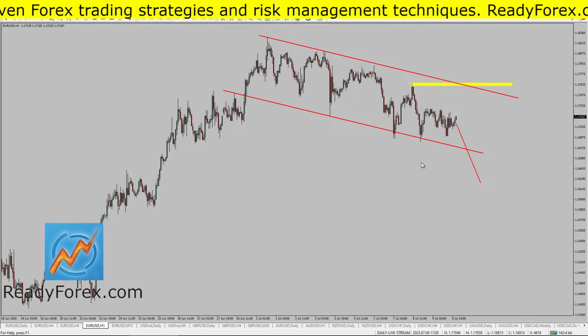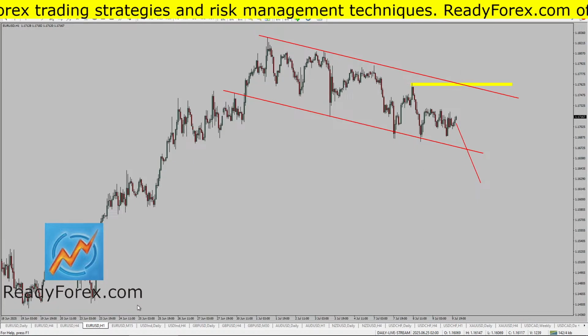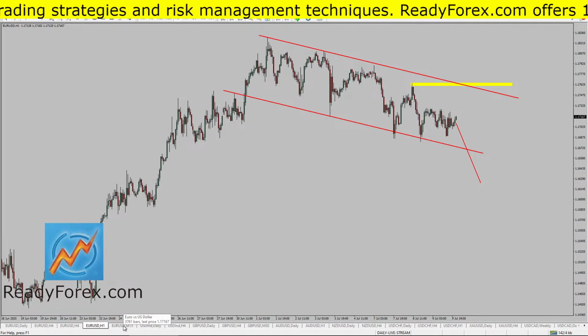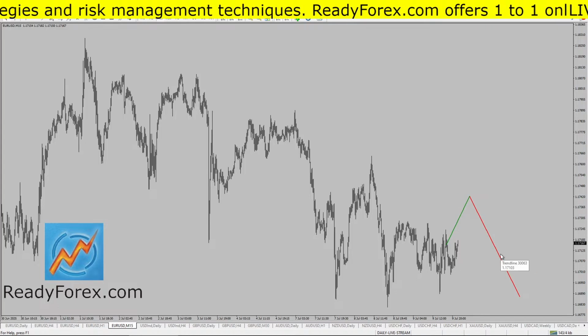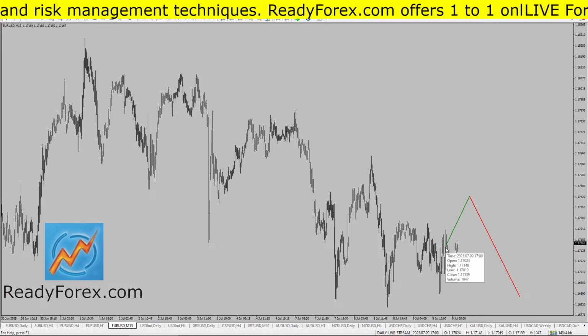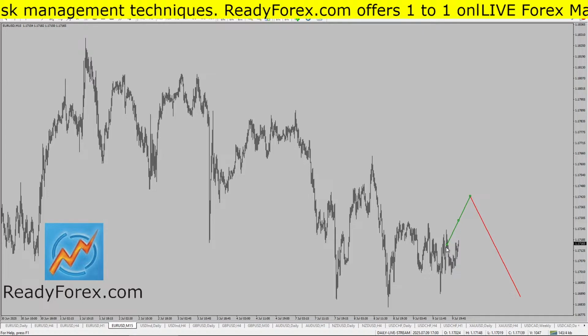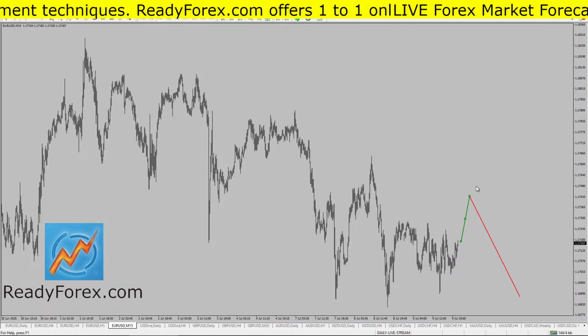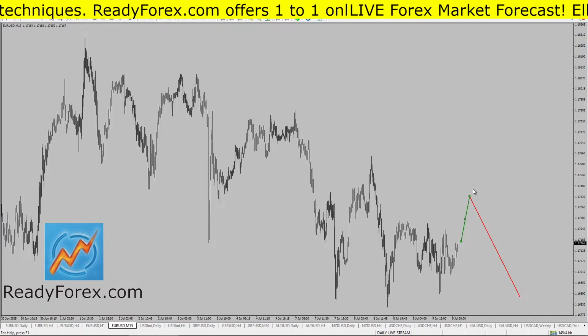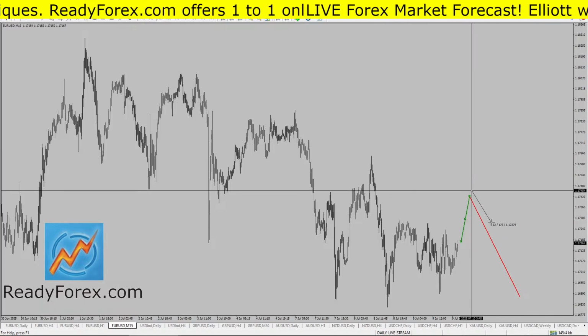Okay, there is another wave count which I would like to show you. This is the 15 minutes time frame, and my idea is that euro USD is probably going to rise up first, and then print a top and then expect a weakness in price action.